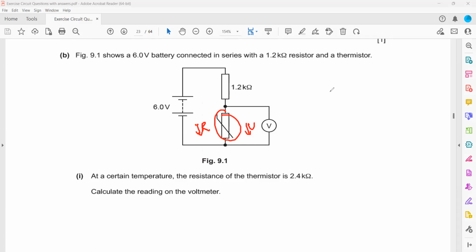And how can R be decreased for a thermistor? Because the resistance and temperature of a thermistor are inversely proportional, I should increase the temperature. So when we increase the temperature, the resistance starts to decrease.